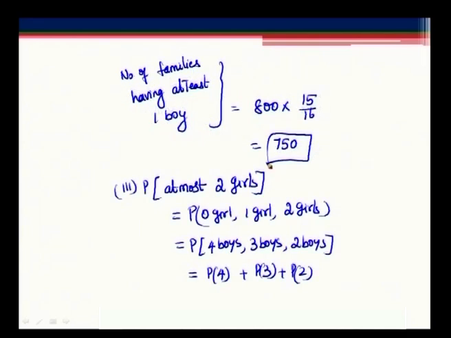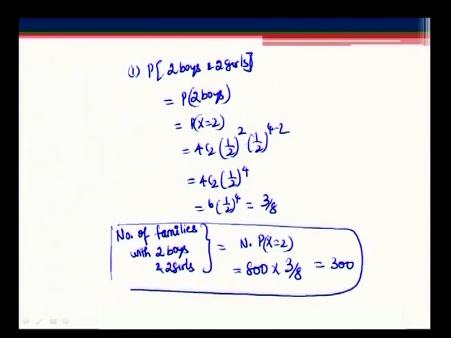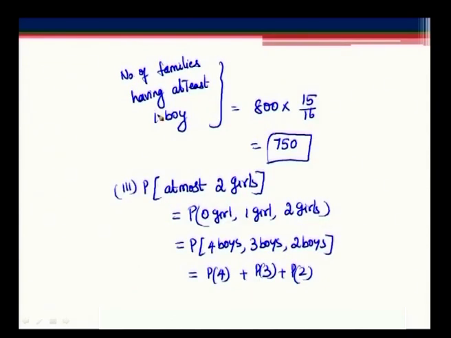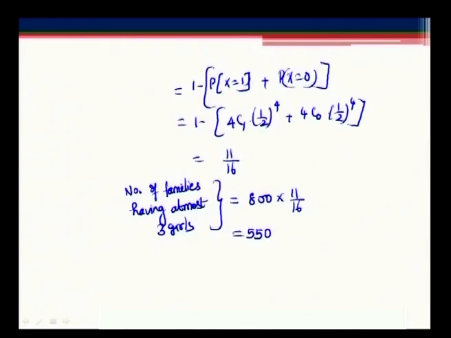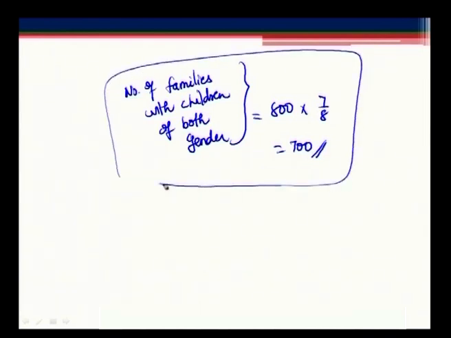The first question is number of families with 2 boys, that is 300, and the second question is number of families having at least one boy, that is 750. A third one is probability of at most 2 girls, and that answer is 550. And the fourth one is number of families with both genders, that is equal to 700. Hence, we have found out the answer for 4 questions.